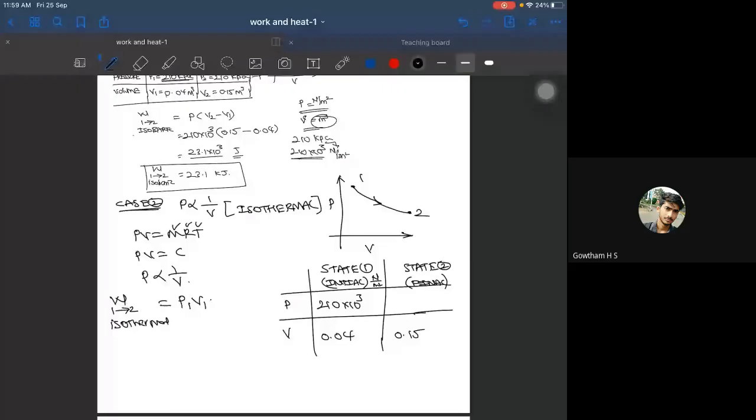Just substitute the things. P1 is how much? 210 into 10 to the power of 3, into V1 is 0.04, into ln of V2 is 0.15 divided by 0.04. Just give me the value from 1 to 2, which is isothermal in nature. Whatever you get, in joules.